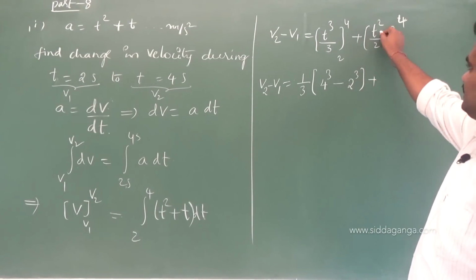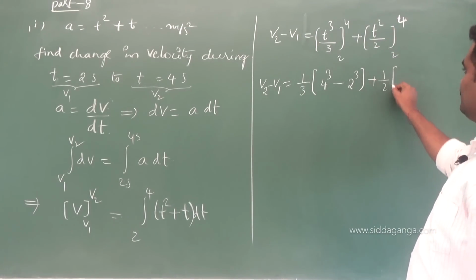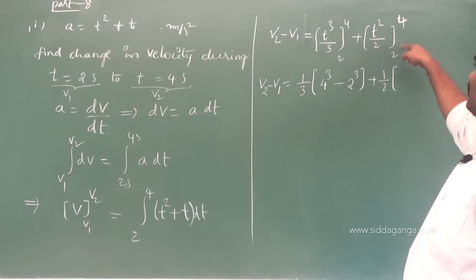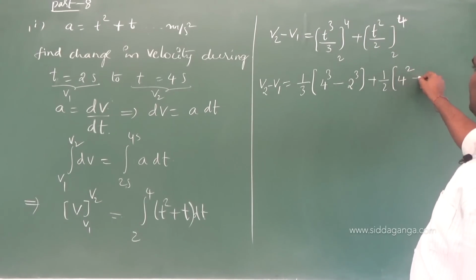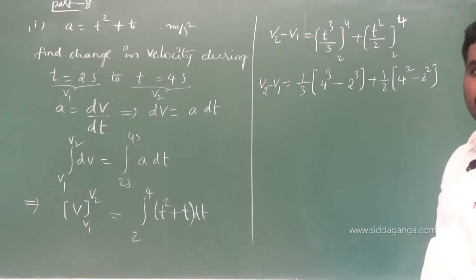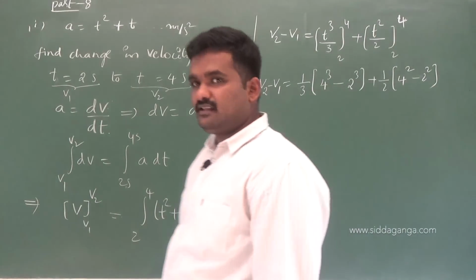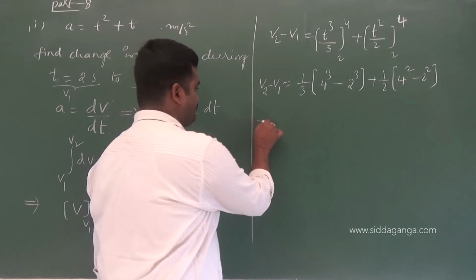Plus, here once again 1 by 2 is common. If I take it out, remaining is t square from 2 to 4, means 4 square minus 2 square. This is the way you need to apply the limits. Just find out the value.